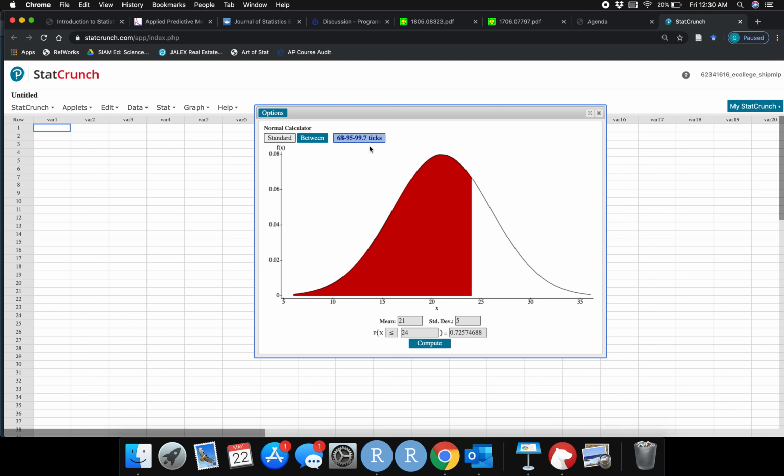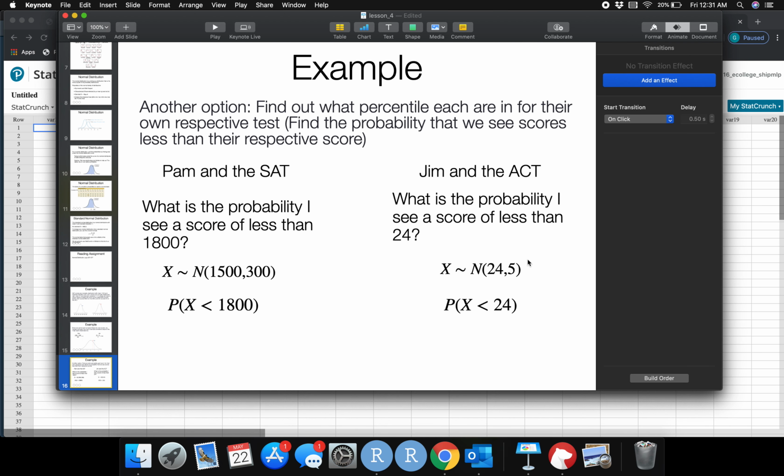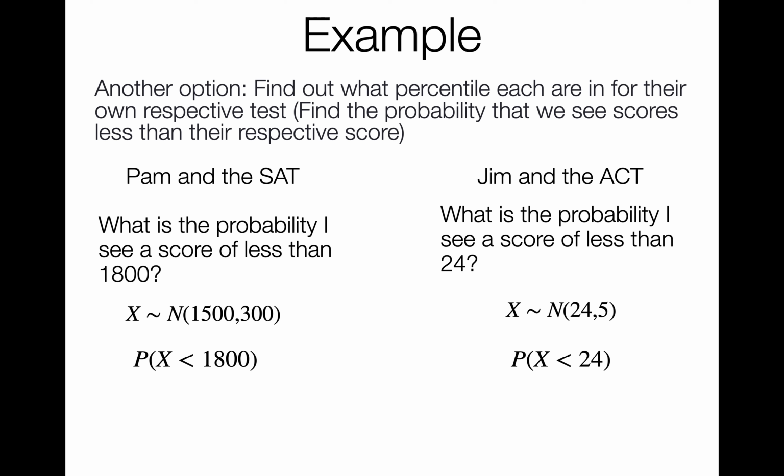And you'll see up here it also has an option for the empirical rule ticks, which don't really matter to us, so I'll keep them off. But anyway, there's the normal calculator that's going to help you in future reference. So we'll go back here. Now we found those probabilities, 0.841, 0.84 something, and 0.7257. And so you'll see that Pam has the higher percentile and so did better.